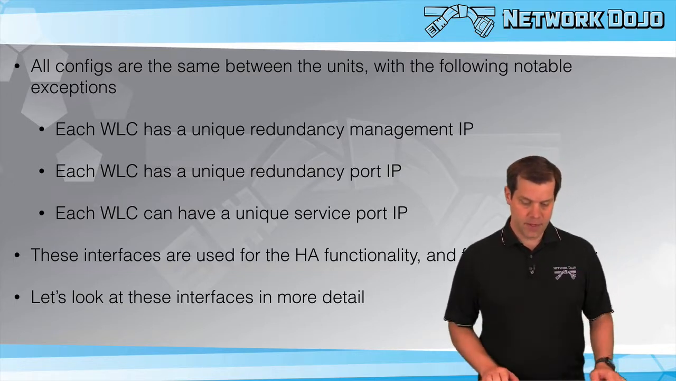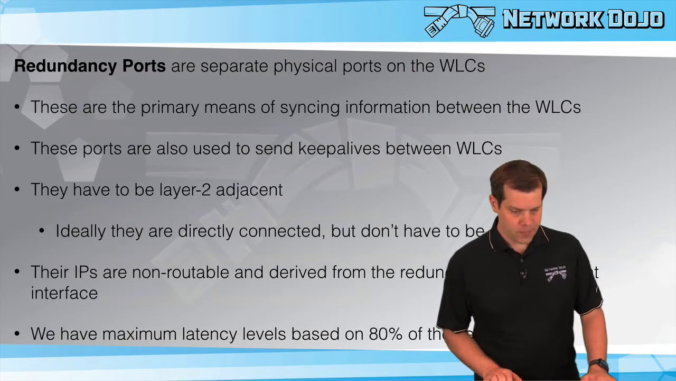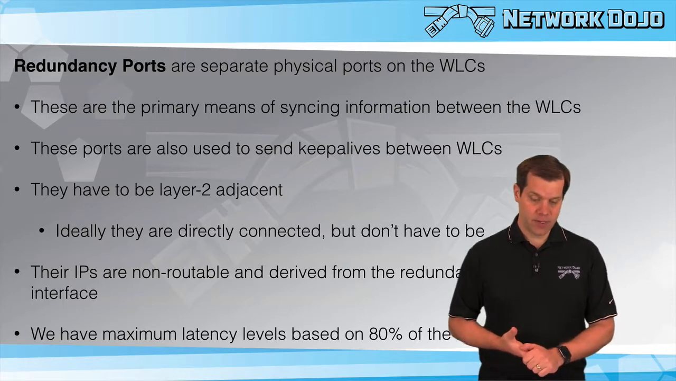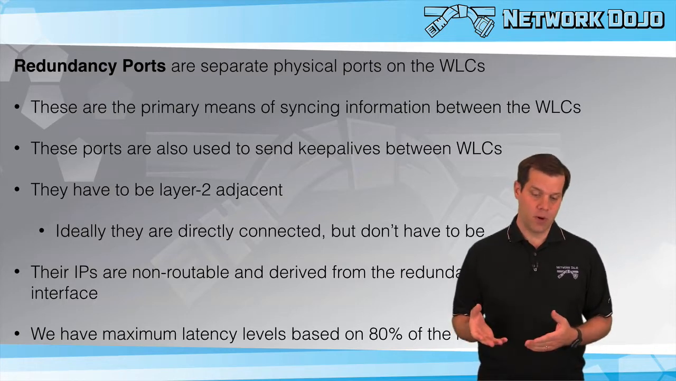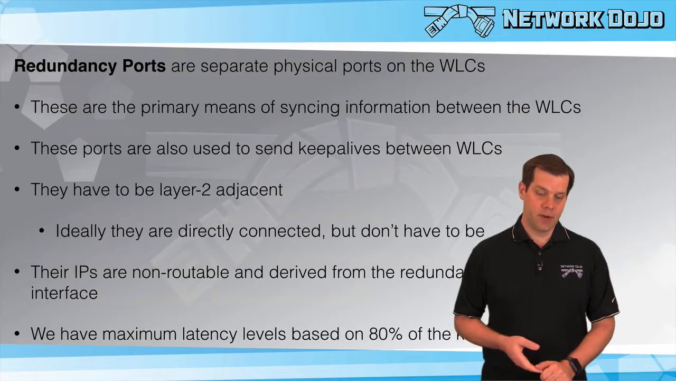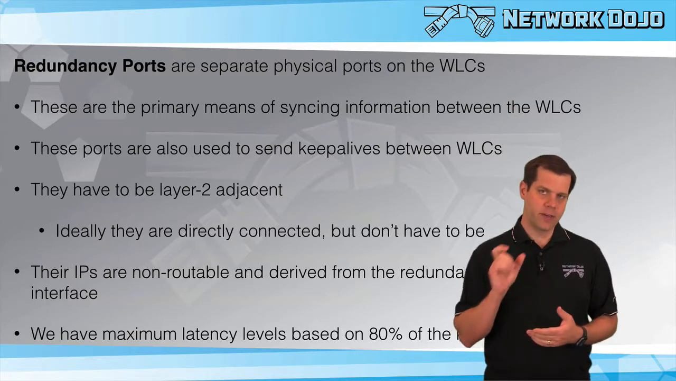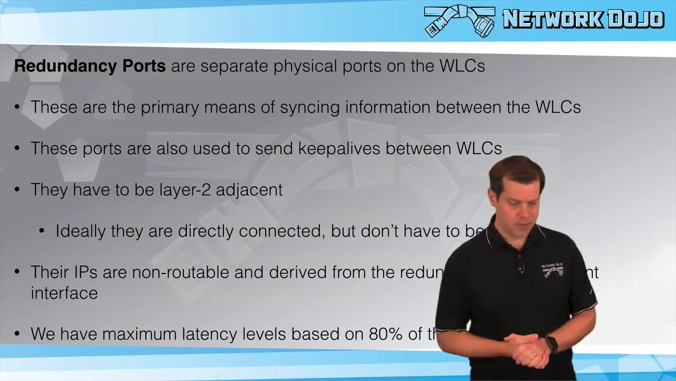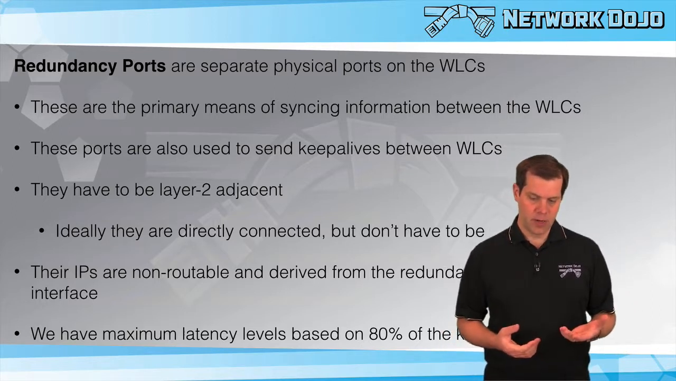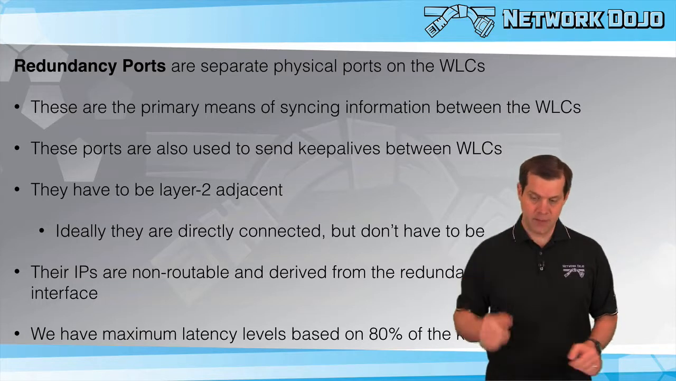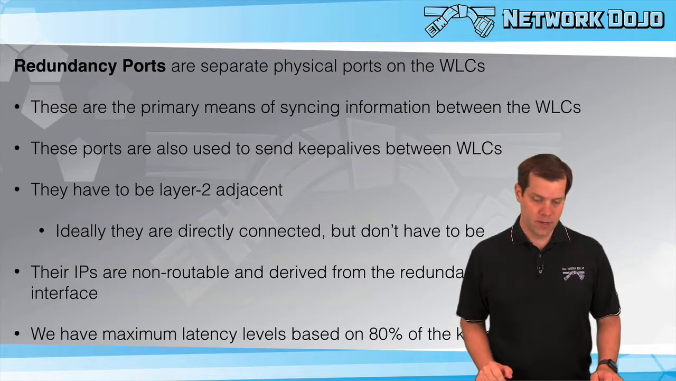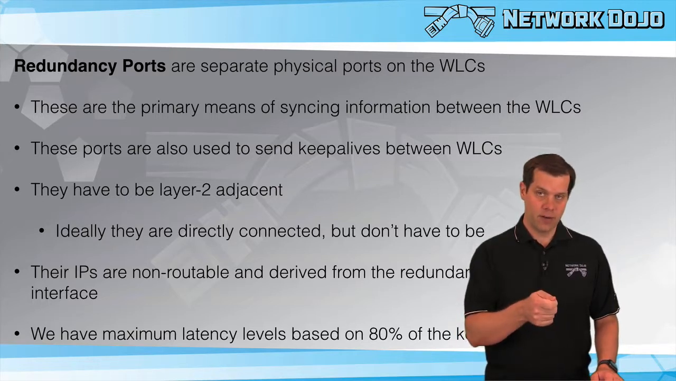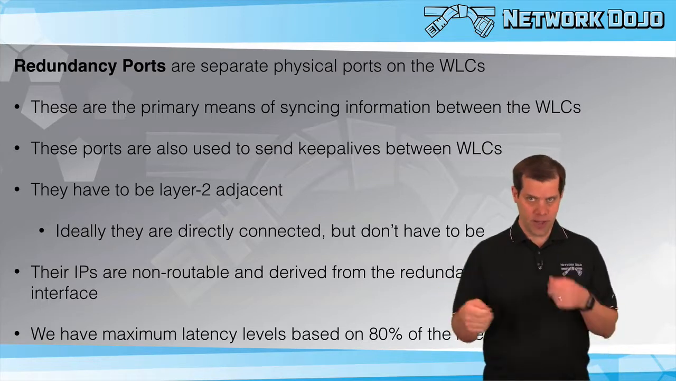So let's take a look at these interfaces in more detail. The first unique interface that we use for this HASSO setup is the redundancy port. It's an interface, but it's also like the service port, where it's an interface that maps to a specific physical port on the controller. It's a separate physical port, and this is our primary means of syncing information between our controllers. What we need to do is connect the redundancy port of controller 1 to the redundancy port of controller 2, or the active and the standby.